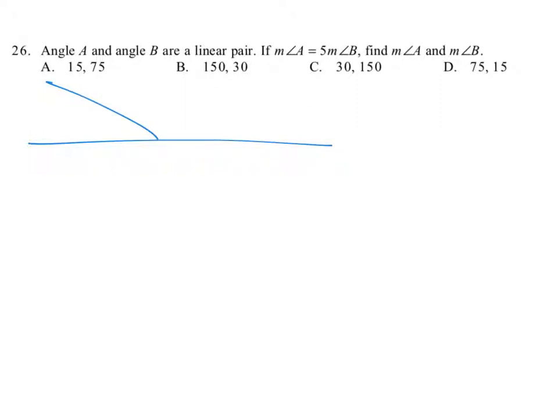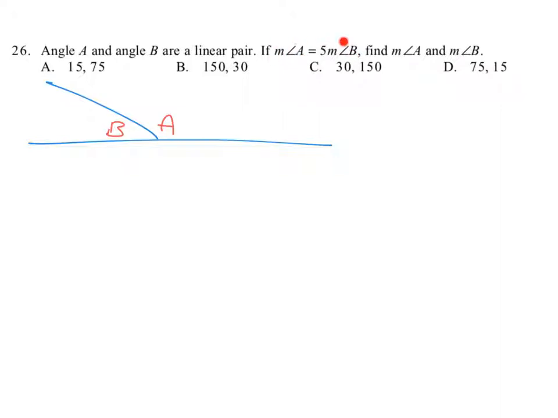And if the measure of angle A is 5 times the measure of angle B, and just for our sketch to be a little bit more accurate, let's say that's A and that's B. Not that it matters, but it'll be a little closer to realistic if we have A being bigger, because as it says up here, the measure of angle A is 5 times the measure of angle B.